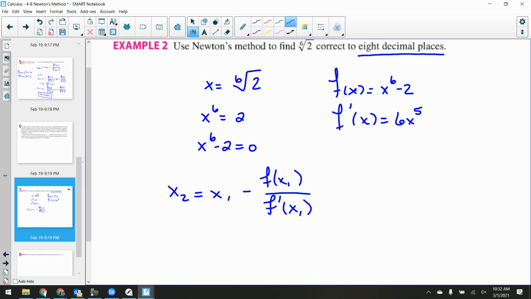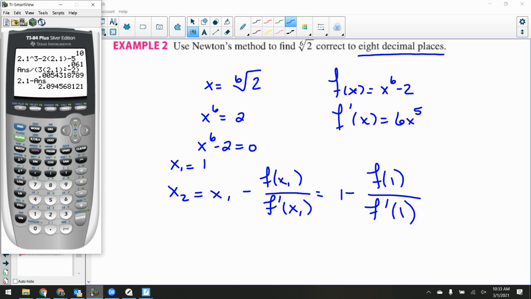For our purposes here, if I just say x1 equals 1, it's actually going to take us 6 iterations of this to find it correct at 8 decimal places. Okay? So again, let's try it at 1. 1 minus f of 1 over f prime of 1, and we run the numbers. Okay, well, 1 minus, let's do the whole thing so that I can just plug in numbers in the end. 1 minus, and then I've got to find f of 1.